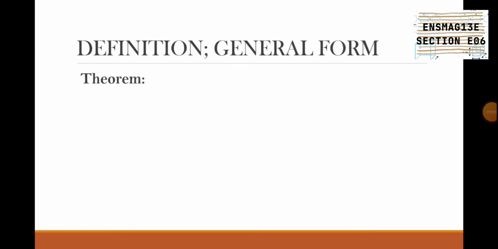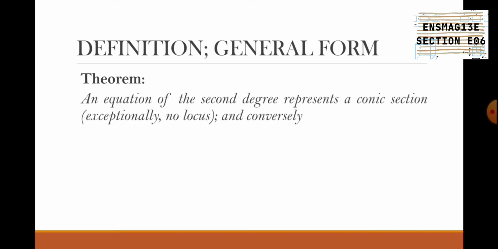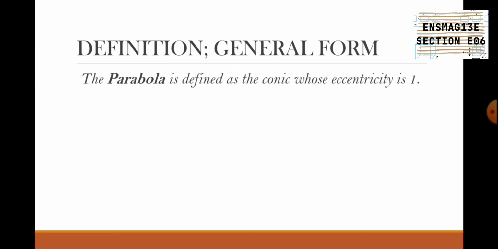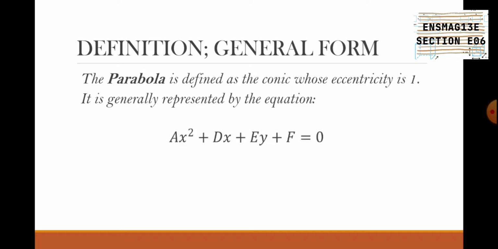Going back to our theorem, an equation of the second degree represents a conic section, and conversely, ax squared plus bxy plus cy squared plus dx plus ey plus f is equal to 0. The parabola is defined as the conic whose eccentricity is 1. It is generally represented by the equation ax squared plus dx plus ey plus f is equal to 0, or cy squared plus dx plus ey plus f is equal to 0.